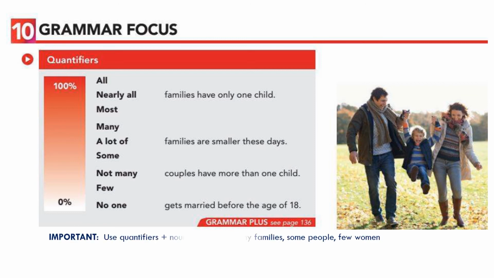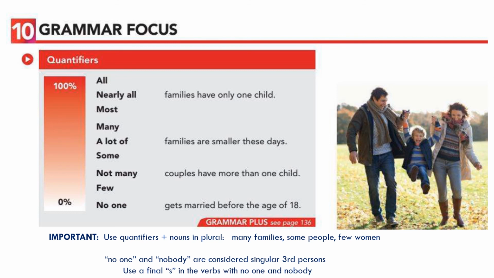Something important. Use quantifiers with nouns in plural. For example, many families, some people, few women, not many men, a lot of children. Except with no one or nobody. No one and nobody are considered singular third persons, so you have to pay attention to the conjugation of the verbs in simple present.